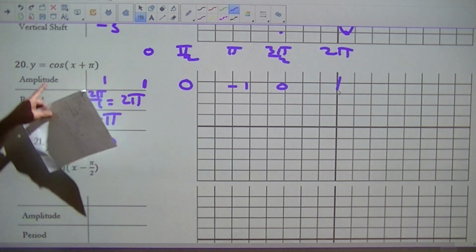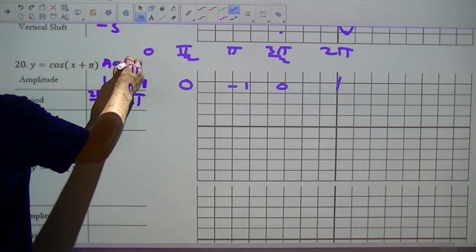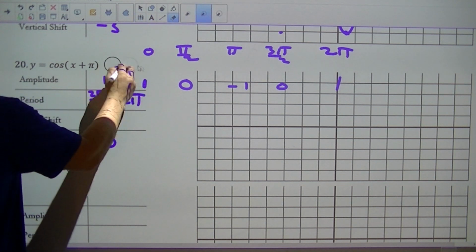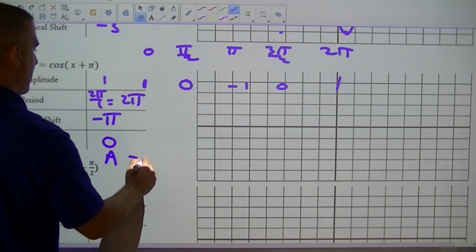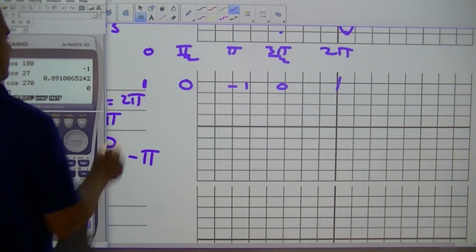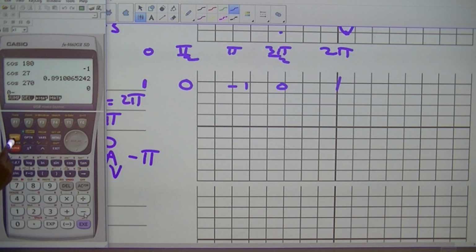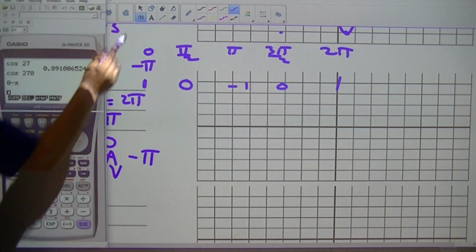Now, what's going to happen to our angles here? The only thing that's going to happen is they're going to be subtracted by pi. Our values, actually nothing is going to happen to the values because I don't have anything out here. There's no vertical shift. So all I got to do is subtract pi. So 0 minus pi, obviously, is negative pi. All right, half.